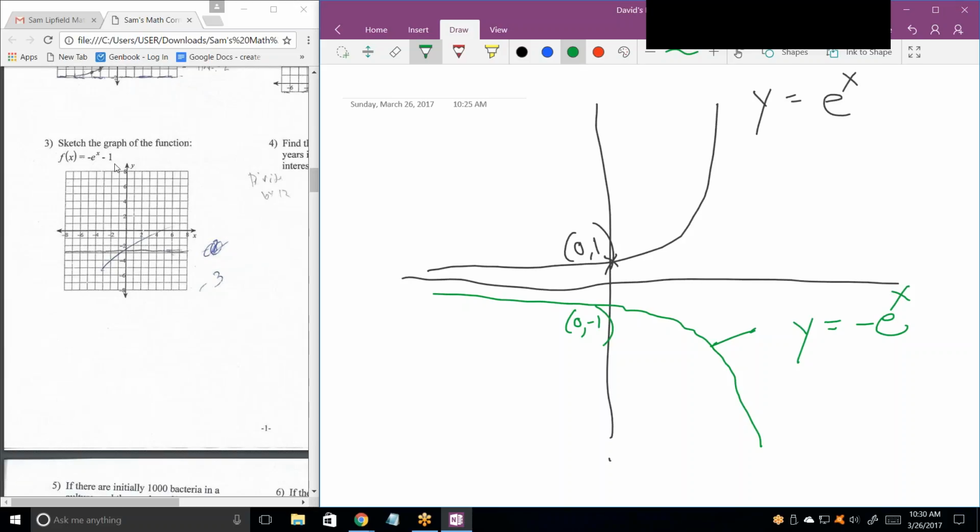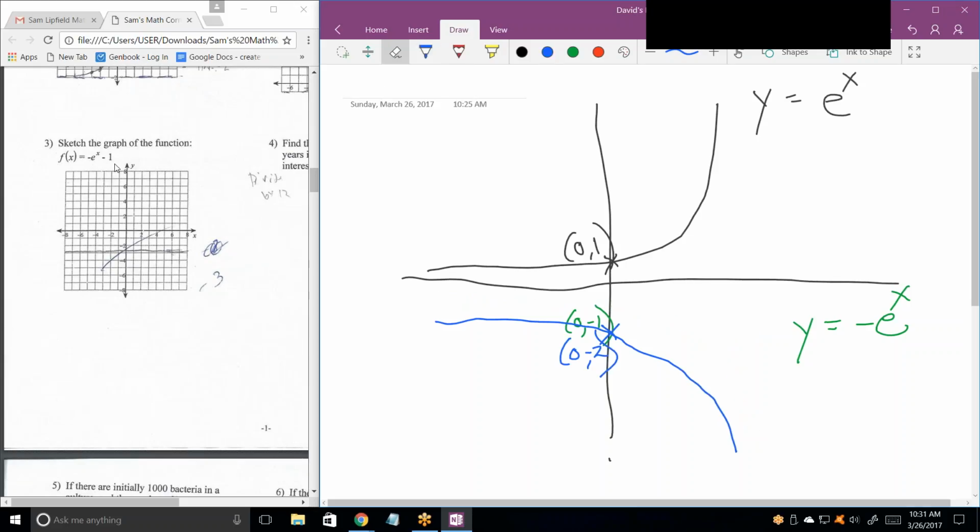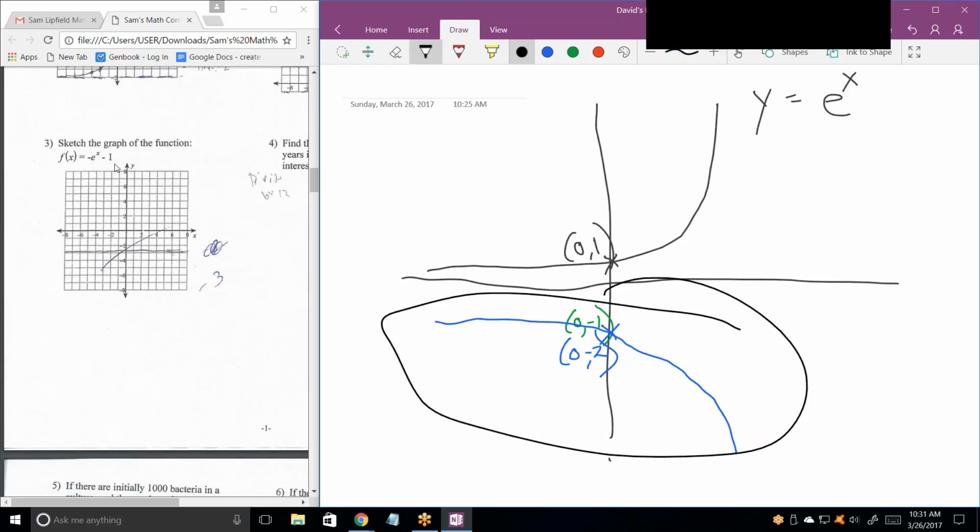That -1 is a vertical shift. So in blue, I'm going to move the whole thing down 1, which means now I go through that point, which is now (0, -2), and there's my answer. Now, you don't necessarily have to draw it. I did it one step at a time just to make it more understandable. But that's the answer. And that's what your calculator would give you also.